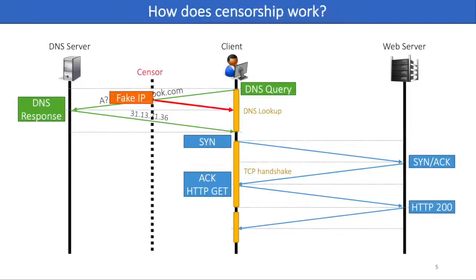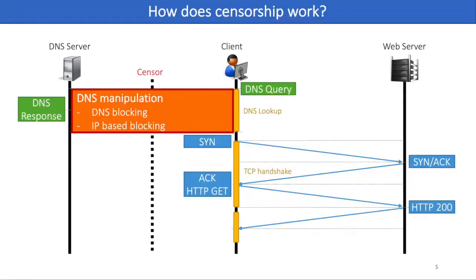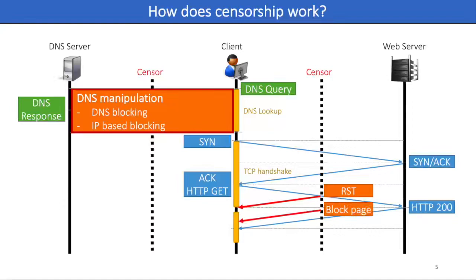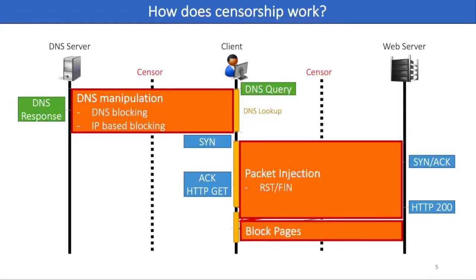So now let's discuss how a censor disrupts the connection. First, a censor can notice the DNS query with the domain name and send back a fake IP address that gets to a user before the original response of a DNS server. We call it DNS manipulation. A censor can also notice the TCP handshake message with the web server name and send back a reset packet or send back a block page. We call them packet injection and block page. I'll be going into more detail about each censorship method later.